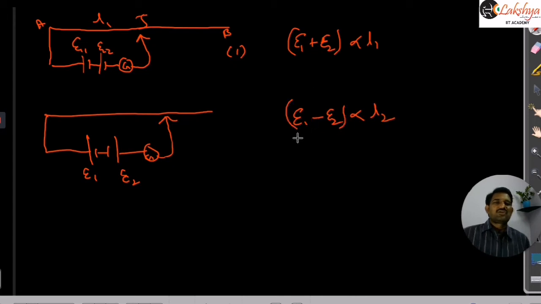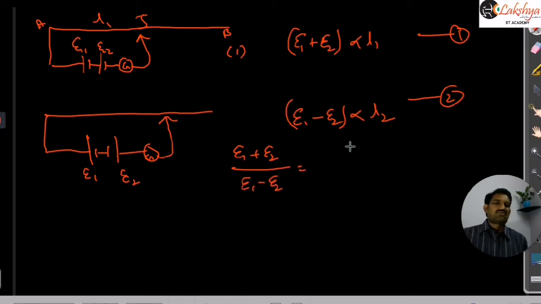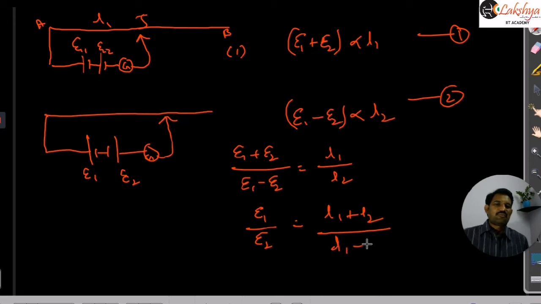Then you can take the ratio of these two equations. Taking the ratio, we can write E1 plus E2 by E1 minus E2 is equal to L1 by L2. Our required value is E1 by E2 from this, right? So if I write E1 by E2, then I can write this as L1 plus L2 by L1 minus L2. So this is the EMF comparison of the cells when both the cells are connected at a time. If they are connected separately, then directly we will get E1 by E2.